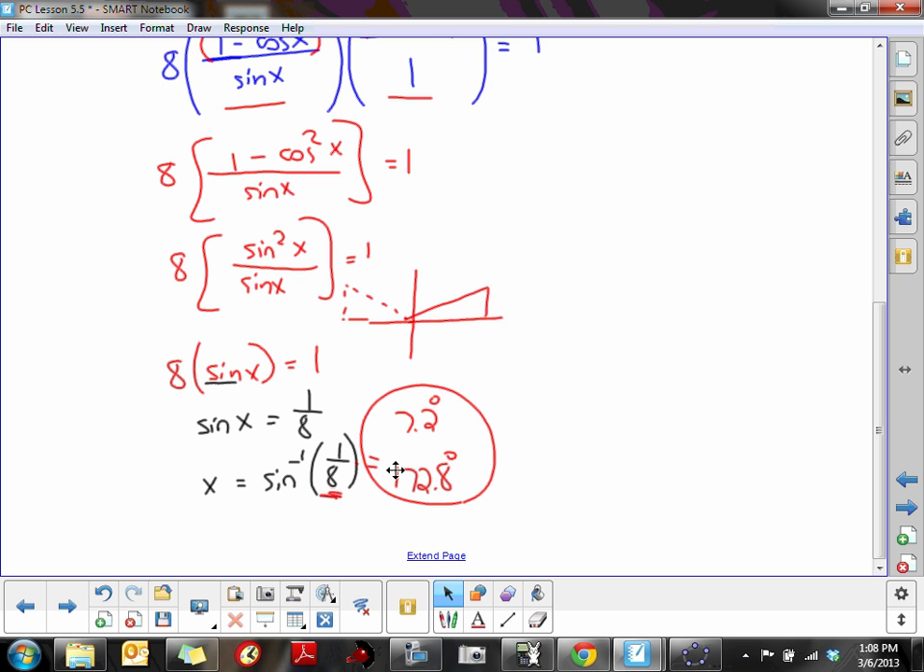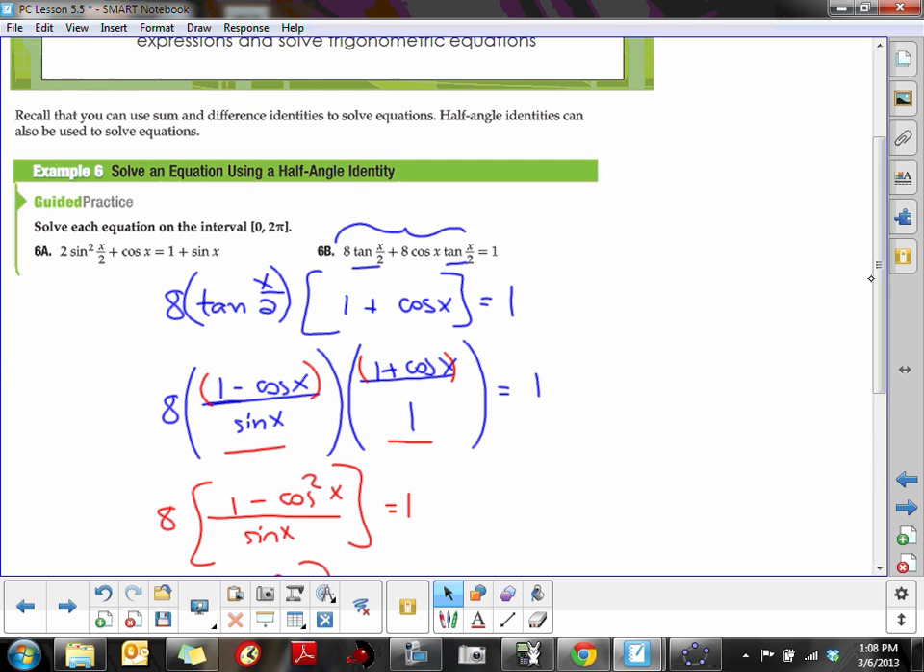That was applying our half-angle identity for tangents, so you can see how we can come back and use a half-angle identity to solve equations as well.